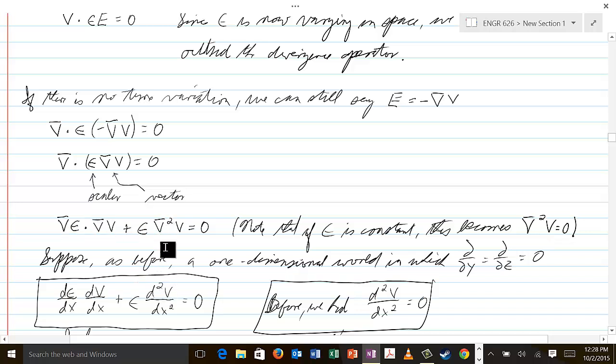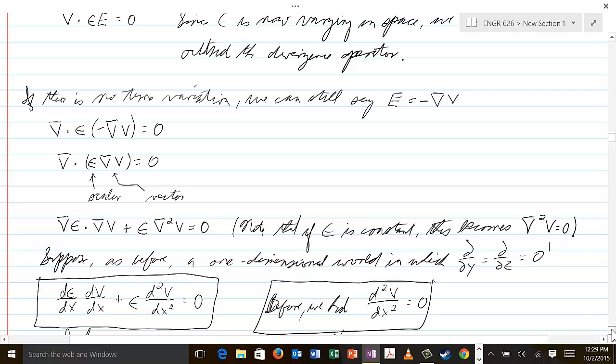And then we just bring in ε del squared v. If there's no variation in the y or z directions, then del squared v becomes d²v/dx². And so this is the equation that we will arrive at in a one-dimensional case.